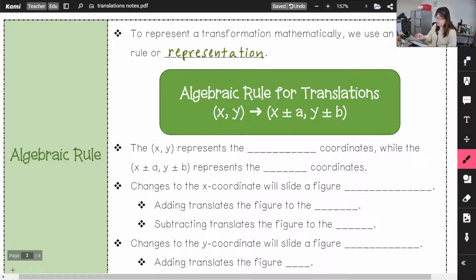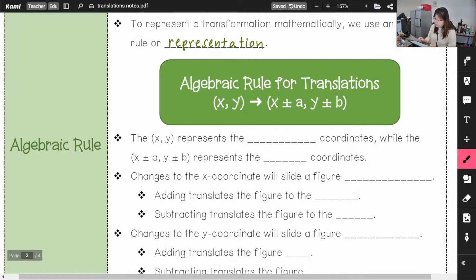Representation. And here it is. The algebraic rule for translations: start out with x, comma y, so that's the original coordinates, changes into x plus or minus a number, comma y plus or minus a number. And this symbol here means plus or minus, so it could be either. The xy represents the pre-image coordinates, so those are the coordinates before we change them, do anything to them. And then this second part, the x plus or minus a, y plus or minus b, represents the image coordinates.